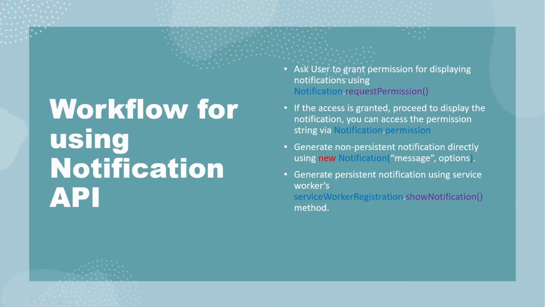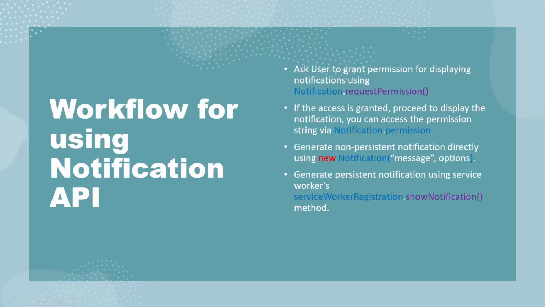You can use the Notification.requestPermission method to pop up a request window and ask the user if you want to show notifications. Only if the permission is granted, you can proceed to display the notifications. Also, if you want to modify the web app UI depending on the permission state, you can access the permission string using Notification.permission. It has three values. When the permission is granted, it will be the string granted, and the other is denied when the user denies the permission. And by default, the string will be default when the user has not made a decision.